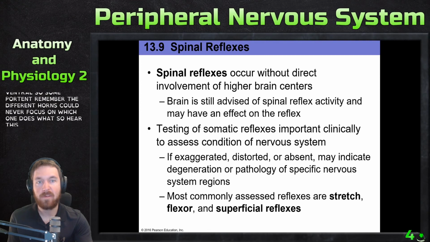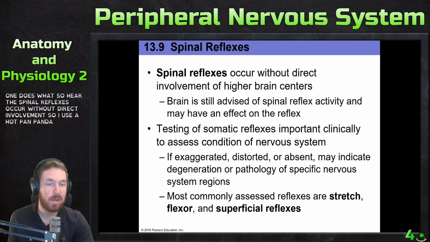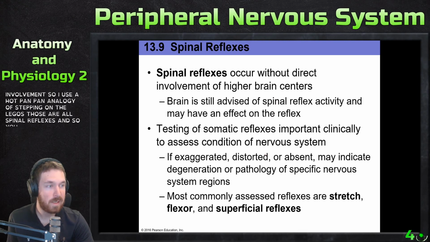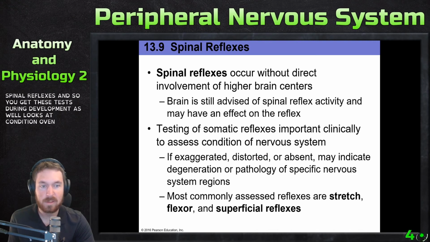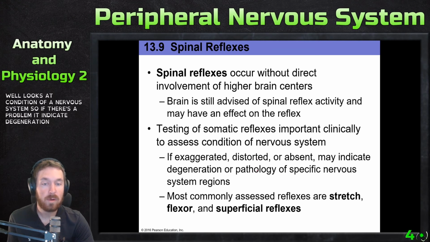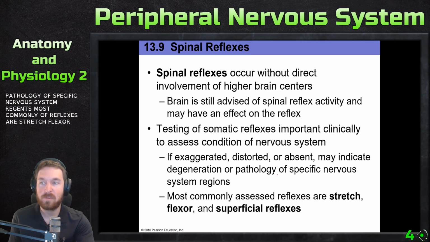So here, the spinal reflexes occur without direct involvement of the brain. I use the hot pan analogy, or stepping on the Legos. Those are all spinal reflexes. You get these tested during development as well. It looks at the condition of the nervous system. If there's a problem, it may indicate degeneration or pathology of specific nervous system regions. The most commonly assessed reflexes are stretch, flexor, and superficial reflexes.